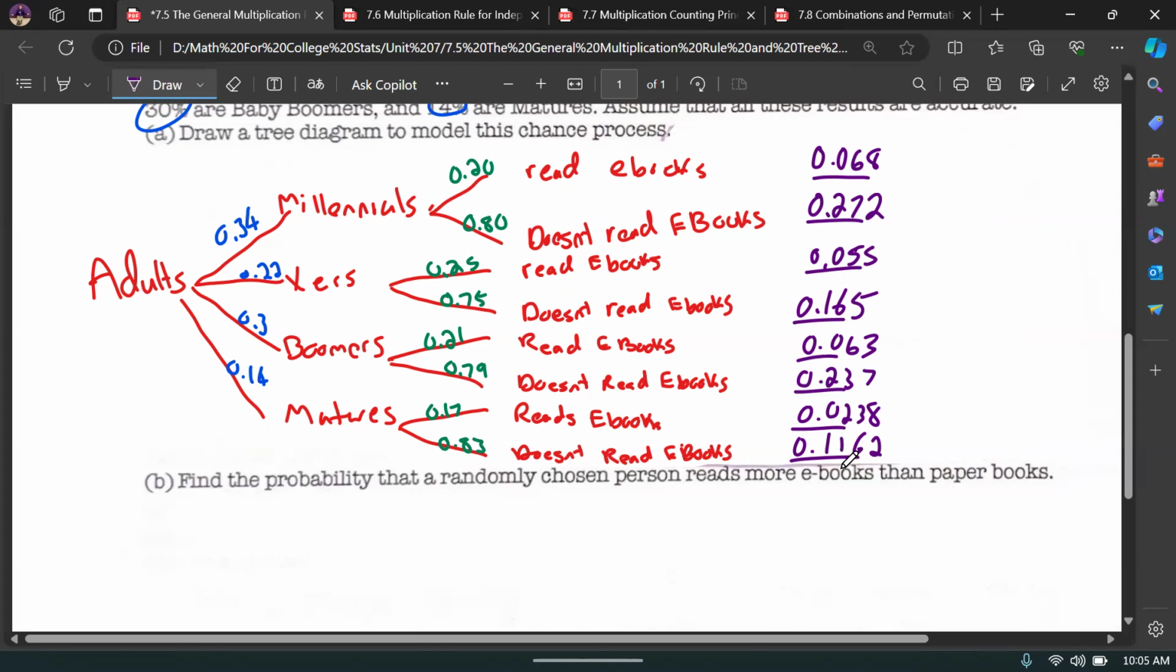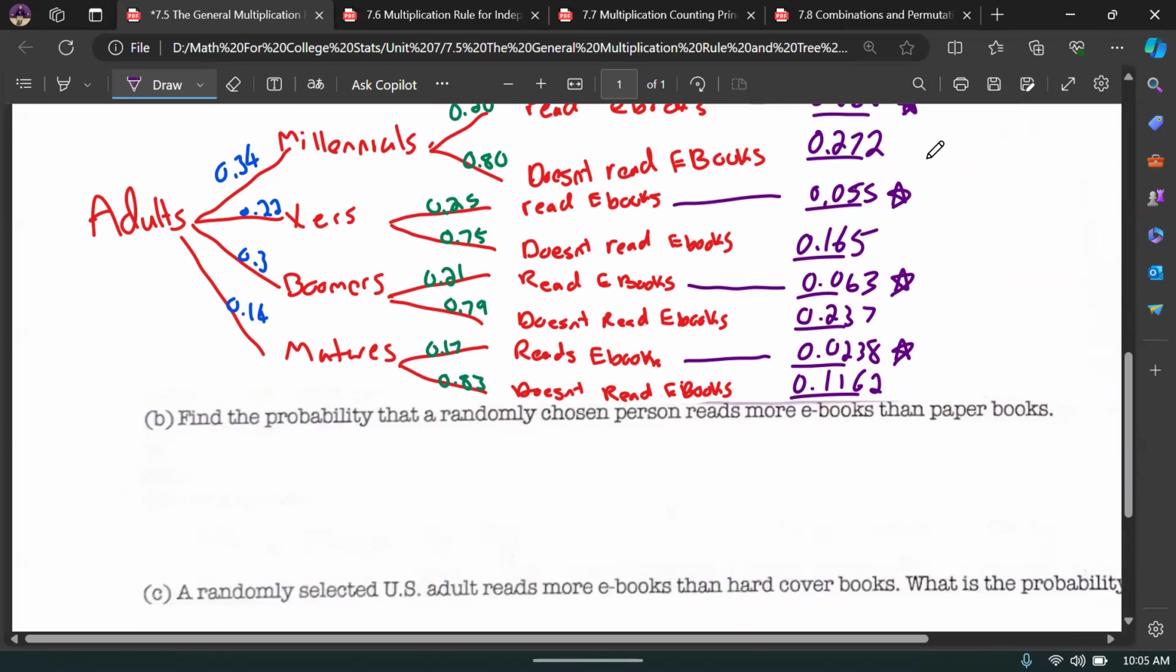Overall breakdown. Now I'm using this because it's going to help me with B. Find the probability the randomly chosen person reads more ebooks than paper. So look at all these. Randomly chosen person reads more ebooks. We have this one, right? These people read more ebooks. This is the matures that read ebooks, the boomers that read ebooks, the Xers that read ebooks, and the millennials who read ebooks. So I just need to total those up to see what the overall proportion is.